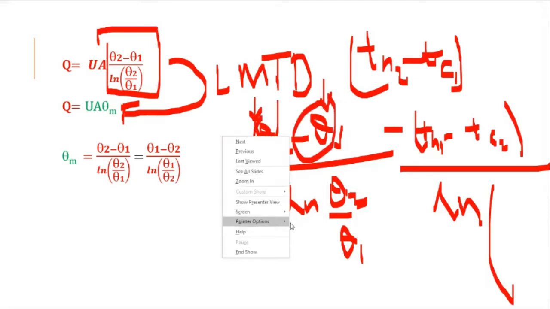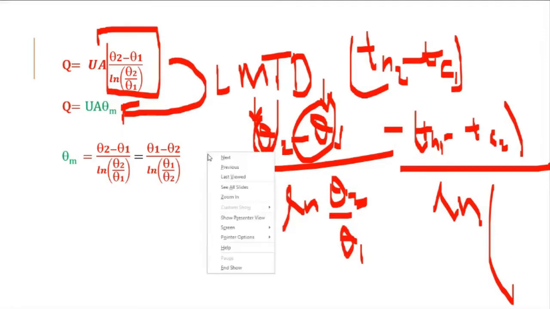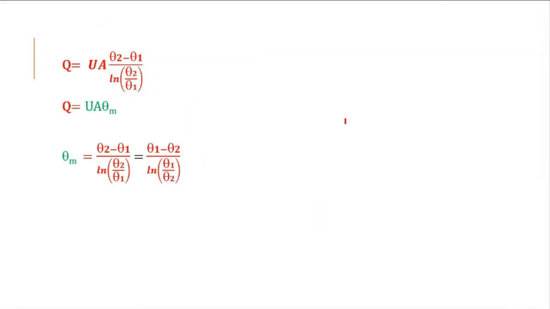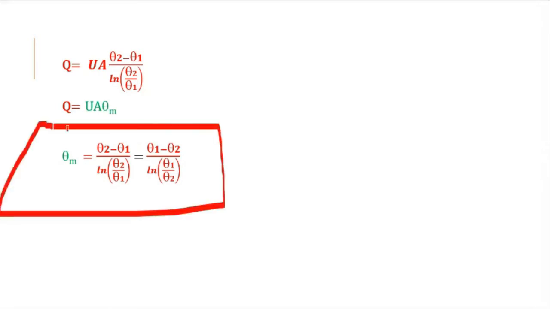Is this part clear? Yes, sir. Okay. This is the final expression for theta m for counter flow heat exchanger, which is same as the previous case. Since we are getting this ln term, this is logarithmic mean. Hence, we will be calling this mean temperature difference as logarithmic mean temperature difference.